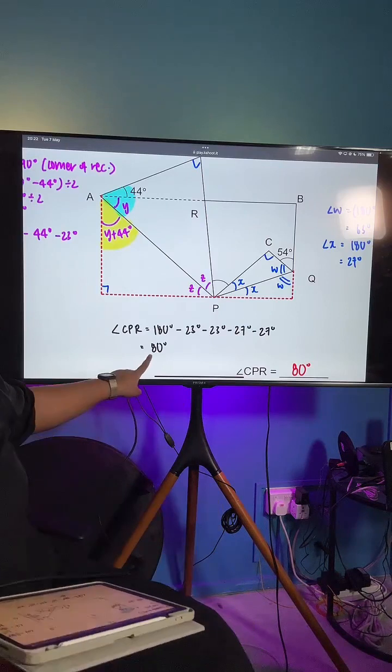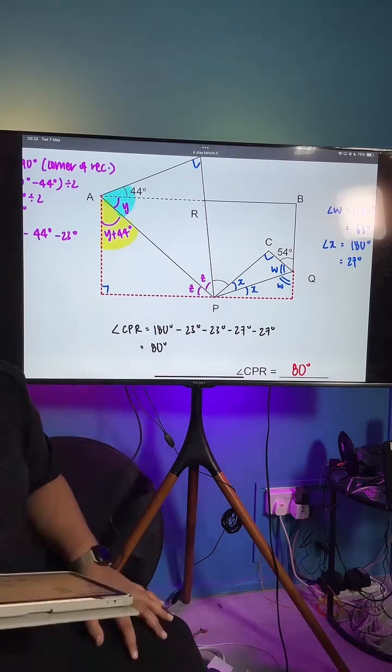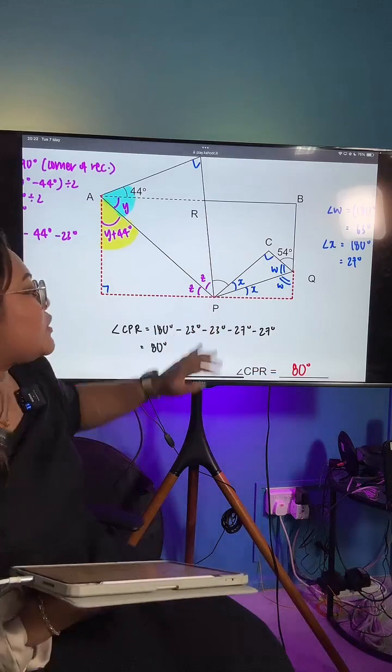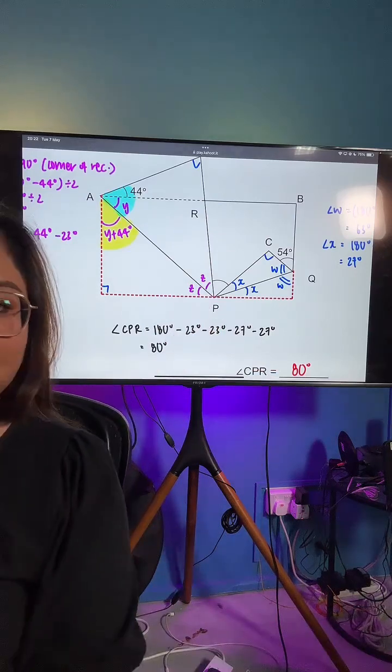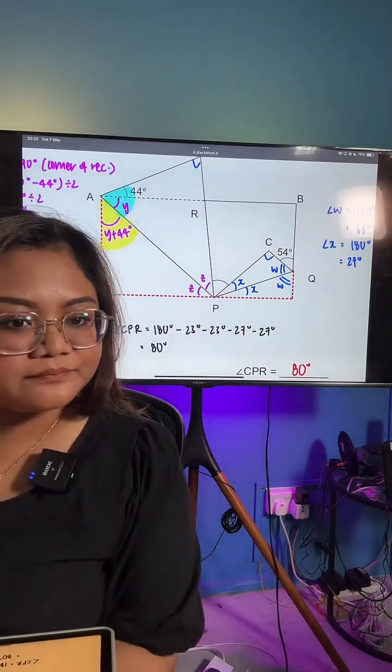So this is how we get angle CPR as 80 degrees. Even though it's not drawn to scale, we can still solve the question as 80 degrees, okay? Alright, everybody, are we clear here?